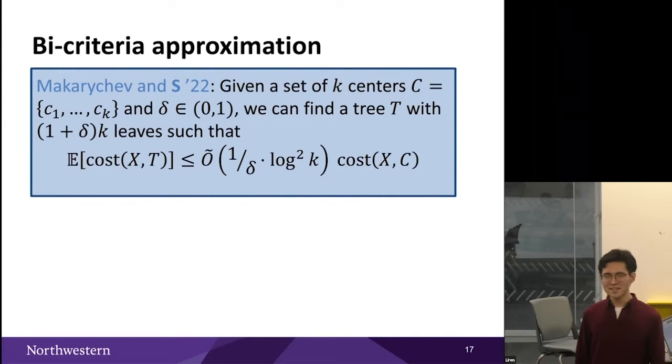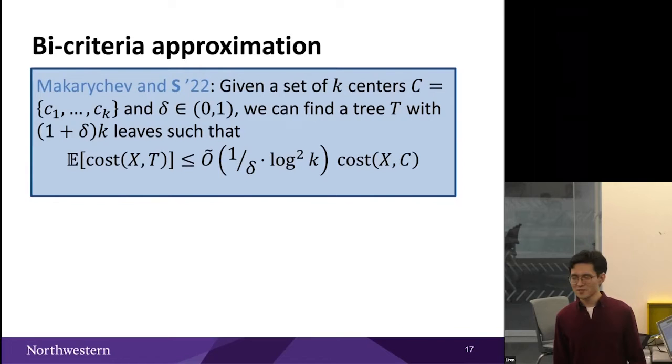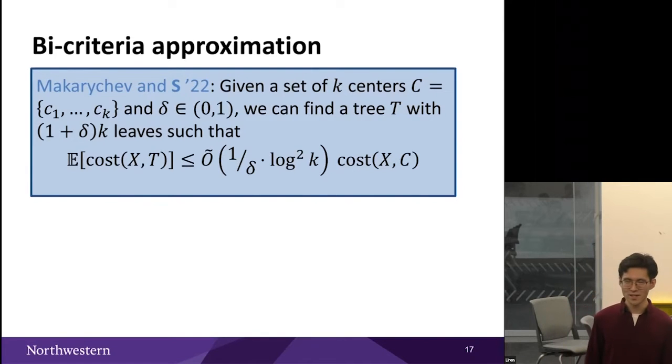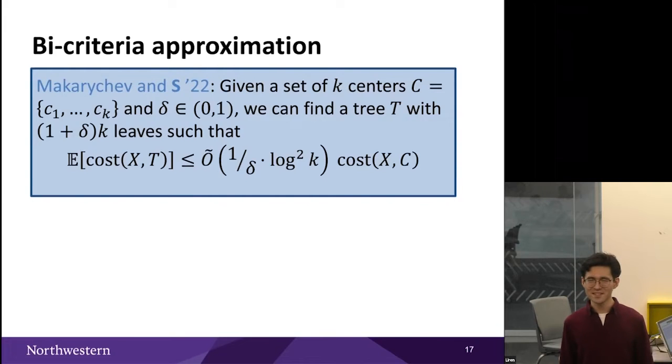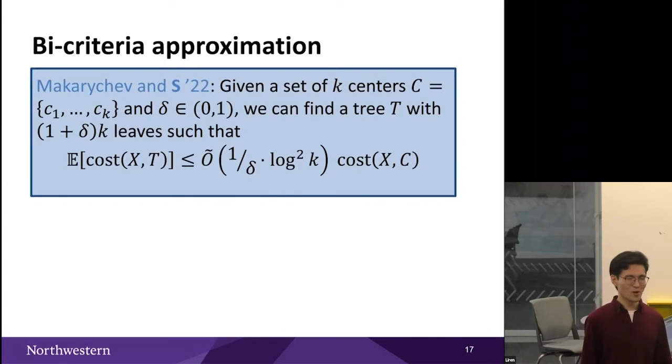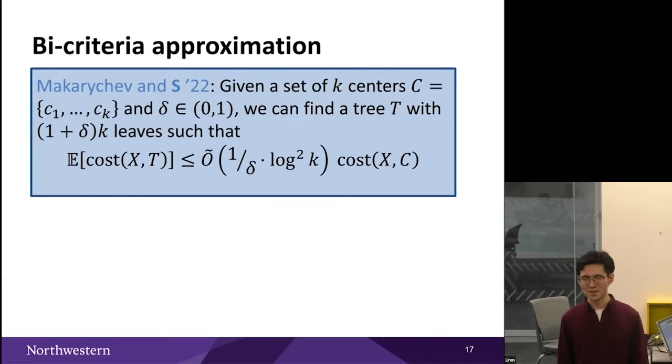So in this case, if we pick delta to be a fixed constant like 0.1 and choose centers C by some constant approximation k-means algorithm, then our result basically says we find a tree T with 1.1 k leaves, and the cost is at most order k squared times the optimal k clustering.